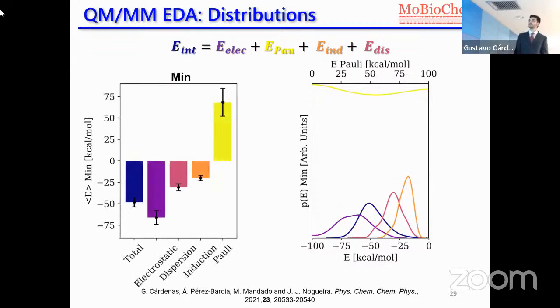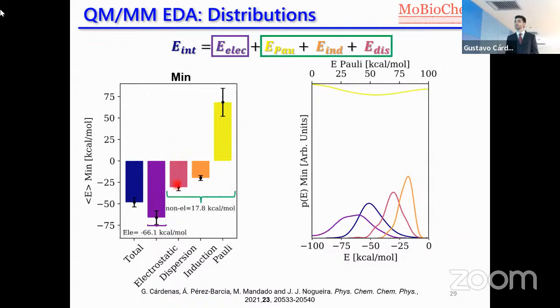Now, let's consider first the region of the minimum of the free energy curve. What we see here is that the electrostatic term presents a minus 66 kcal per mole contribution, whereas globally, the non-electrostatic part, which is the sum of these three terms here, is plus 17.8 kcal. The first thing I would like to point out is that this is actually positive, and you might guess that this is due to the Pauli repulsion in this case.